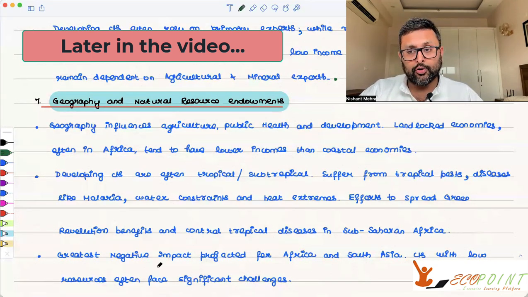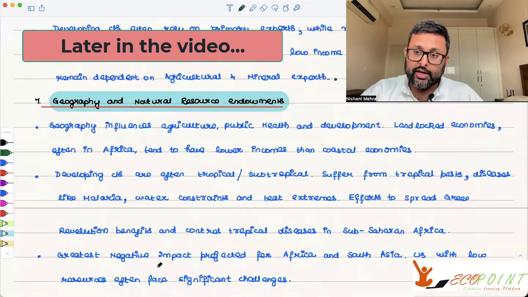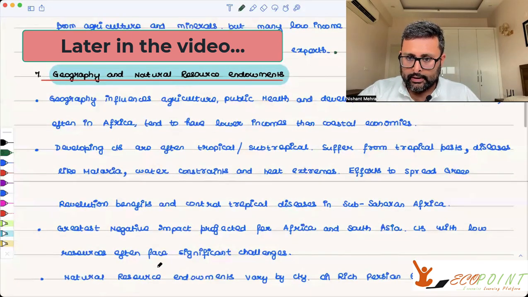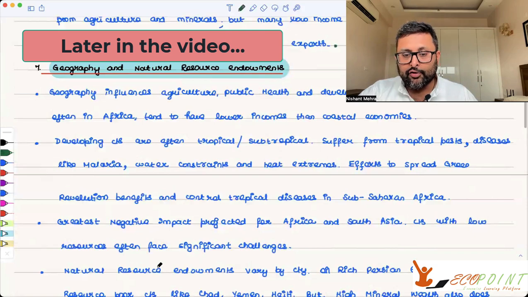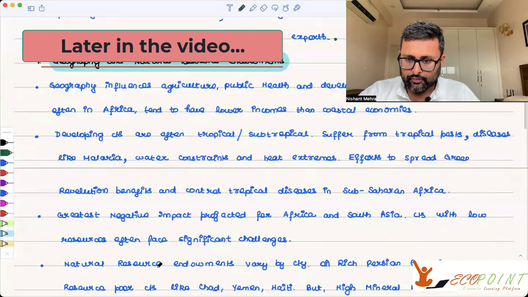Geography can influence development also. There are examples that there are various landlocked countries which are not as developed as compared to coastal economies. Geography can also affect agriculture, right? For example, Green Revolution benefits were not spread out to sub-Saharan Africa. Then, due to climate change, there can be countries which are going to be very negatively impacted, and many of these are the developing countries of South Asia and Africa.